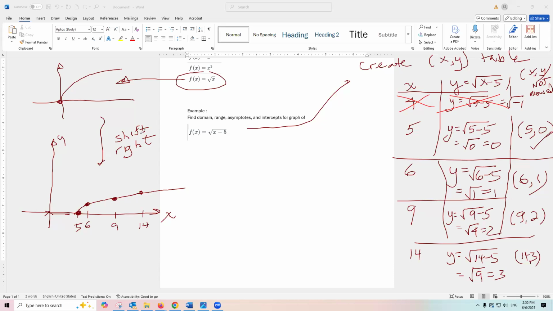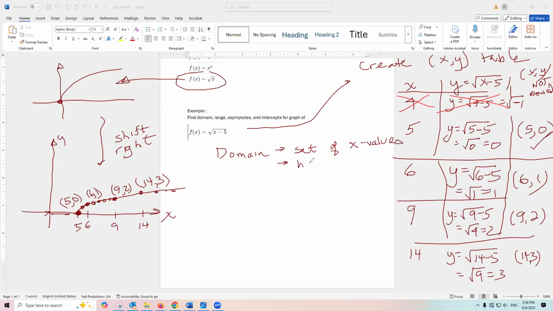All right, well, now that we have the graph, let's answer some questions. It says, what's the domain? Well, the domain is really asking you, what are all the x values? Imagine you plotted all these points. Let me mark down some of these points. This was 5 comma 0. This was 6 comma 1, 9 comma 2, 14 comma 3. But remember, there's many points on this graph. The domain is the set of all the x values.